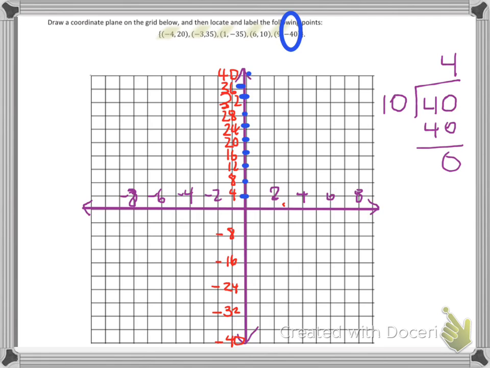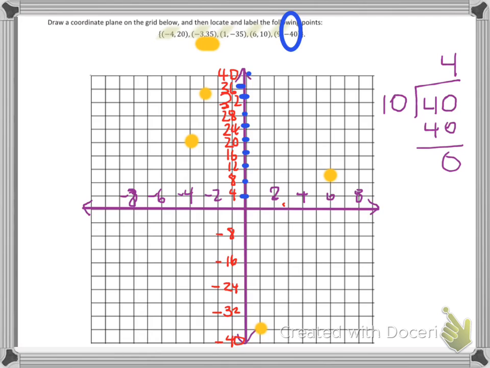I can put every one on this coordinate plane. Left 4 and up 20, right there. How about this one? Left 3, up 35. Well, 35 is just a little bit below 36, so that's going to be about right there. Right 1, down 35. Okay, so 32, 36 is going to be right about there. Right 6, up 10. 10 is between 8 and 12, right there.